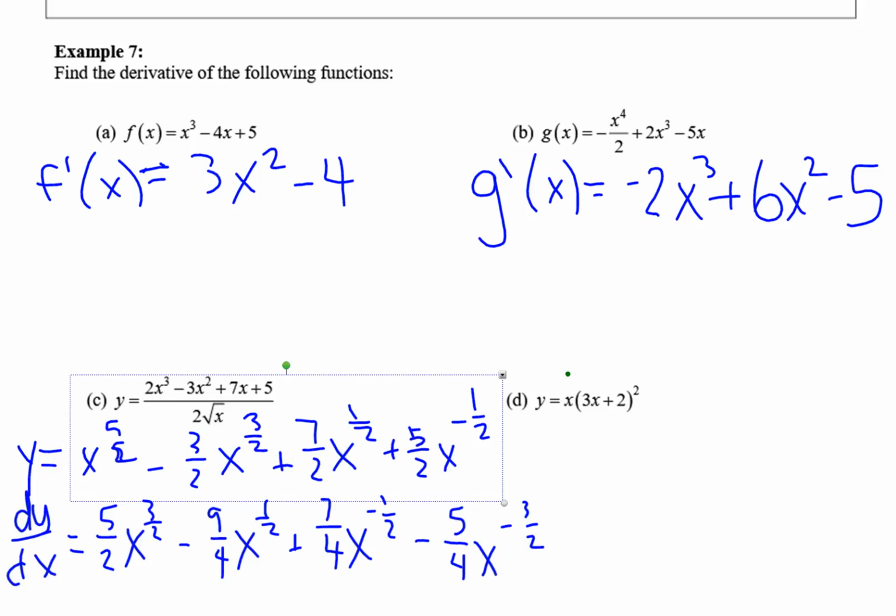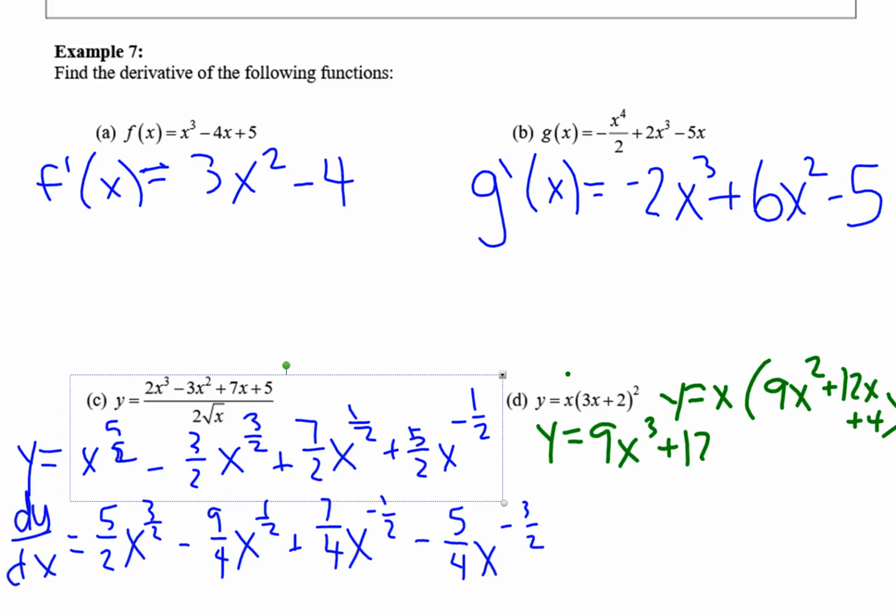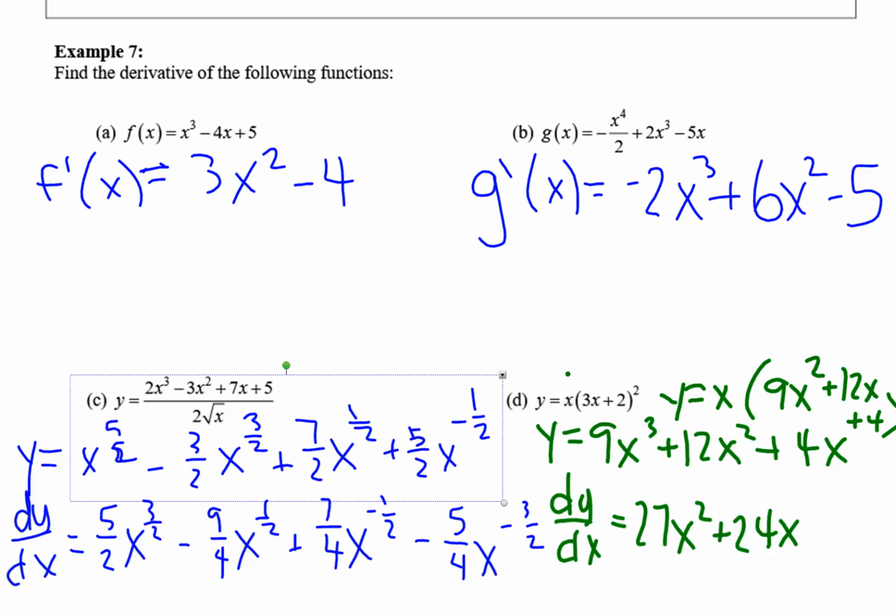We don't know how to find the derivative of the products of functions yet. So we're going to just have to multiply it out. So that'll be 9x squared plus 12x plus 4. And then I'll distribute that out. So we have y equals 9x cubed plus 12x squared plus 4x. Take the derivative, dy dx equals 27x squared plus 24x plus 4. And we're done.